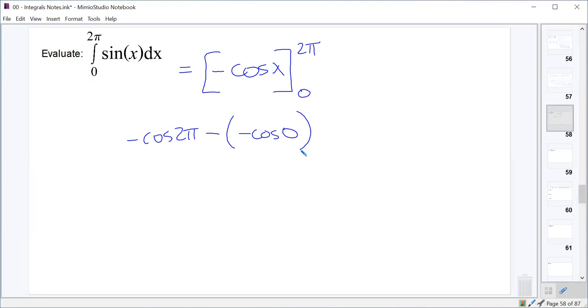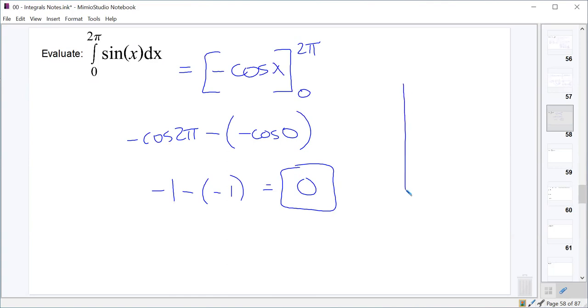That's the same as the cosine of 0, right? That's just 1. So we've got negative 1 minus the negative cosine 0, which is negative 1. We end up with negative 1 plus 1, which is just 0, which seems a little strange, right? That the area under the sine curve from 0 to 2 pi is 0.